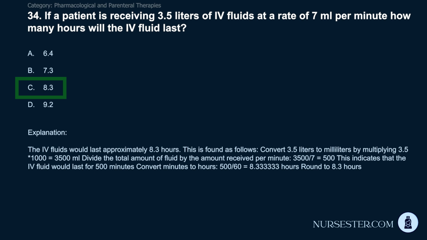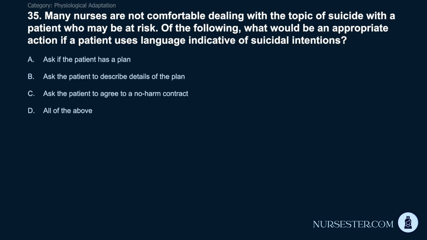This is found as follows. Convert 3.5 liters to milliliters by multiplying 3.5 times 1000, which is equal to 3,500 milliliters. Divide the total amount of fluid by the amount received per minute. 3,500 divided by 7 is equal to 500. This indicates that the IV fluid would last for 500 minutes. Convert minutes to hours. 500 divided by 60 is equal to 8.333333 hours. Round to 8.3 hours.